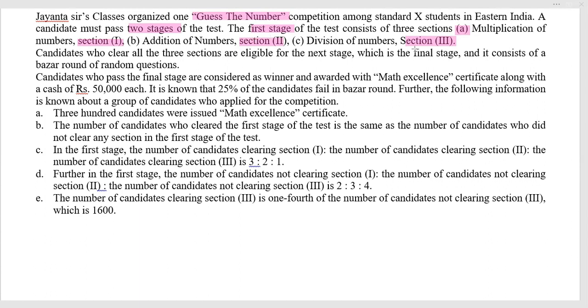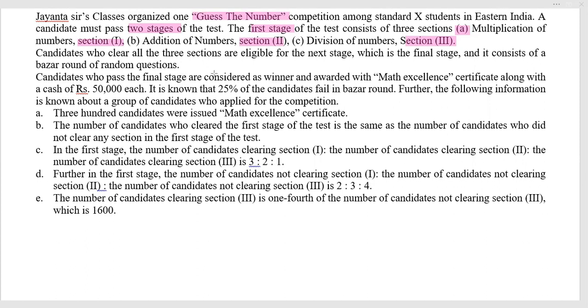So I can find it out. Three section information they are given. Candidates who pass the final stage are considered winners. That means from the three sections, I can find it would be a case of three sets, and from the three sets, where all three are satisfied, that part of the three sets is actually going to the next stage.